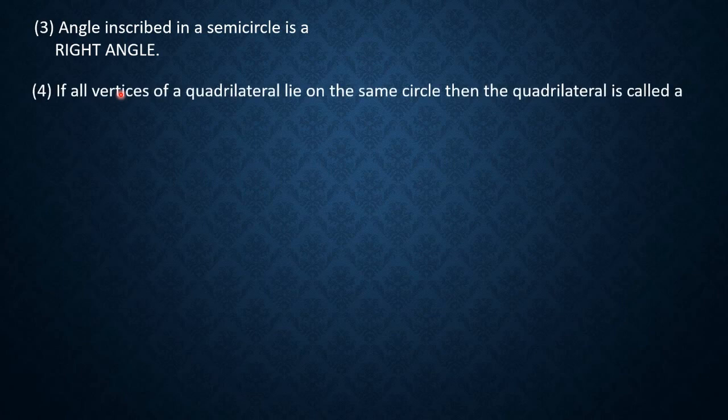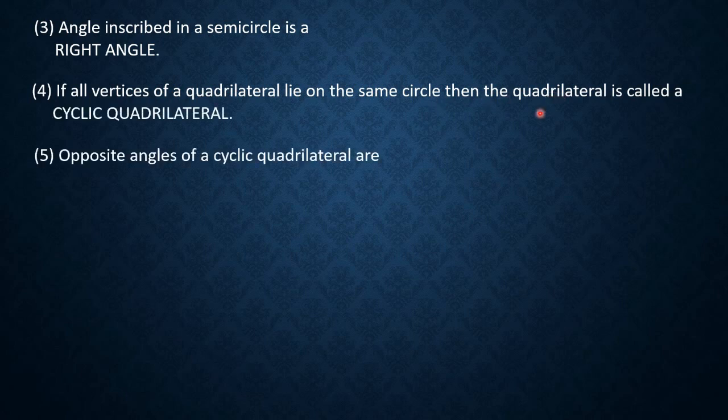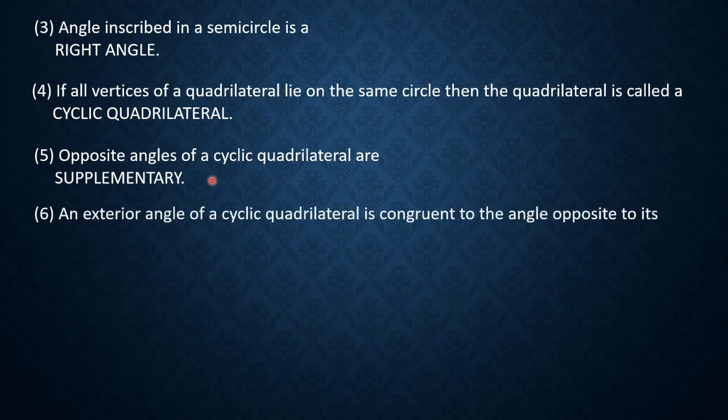If all vertices of a quadrilateral lie on the same circle, then such type of quadrilateral is called a cyclic quadrilateral. Opposite angles of a cyclic quadrilateral are supplementary. This is a statement of the cyclic quadrilateral theorem. An exterior angle of a cyclic quadrilateral is congruent to the angle opposite to its adjacent interior angle.